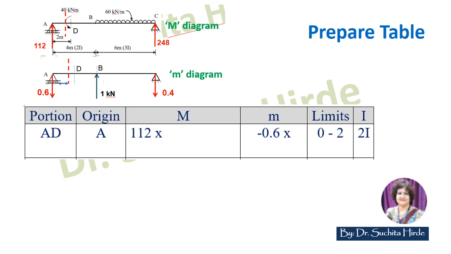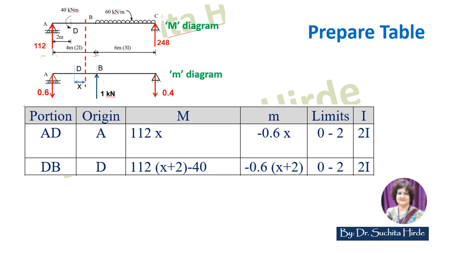Now next we will write the bending moment equation for portion DB. For portion DB, you can either consider origin as A or you can also consider origin as D. In this case, I am considering origin as D. That means we are measuring the distance x from D. From the first figure, capital M is 112 into (x plus 2) minus 40, and small m is equal to minus 0.6 into (x plus 2), because we are measuring x from D. Therefore the limits are 0 to 2 and the moment of inertia is 2I.